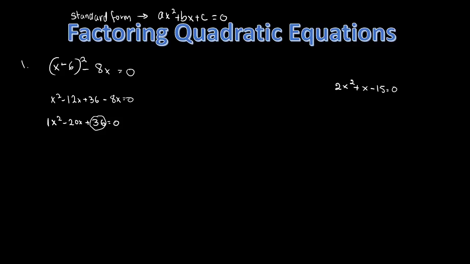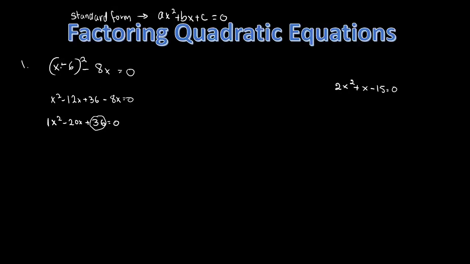Alright, so in our first example over here, we have this equation (x - 6) all squared minus 8x is equal to 0. Our first step for any factoring quadratic equations, we should always have it in the standard form, which is ax squared plus bx plus c is equal to 0. So to do that for example number 1, we're going to first need to expand this and then simplify it.